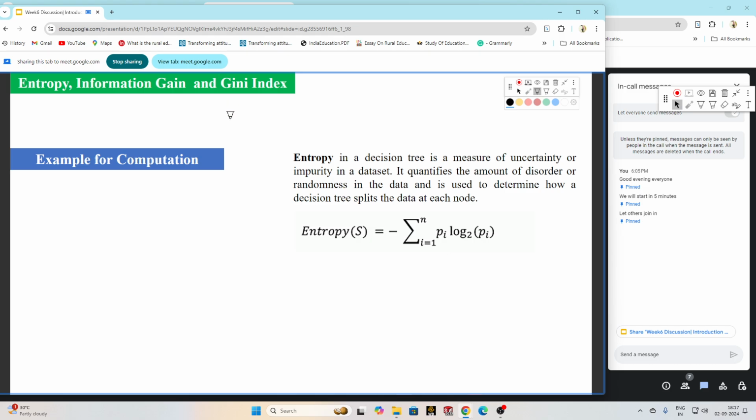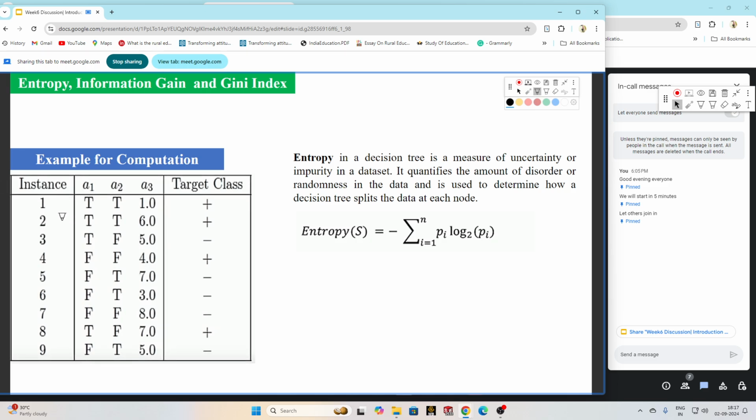Now we will do the computation with the help of a numerical example. So this is the example. Here the instances are nothing but serial numbers, so this is not exactly an input and you can neglect it. Other than that you have three attributes or inputs: a1, a2, and a3. A1 will take two values, true as well as false. A2 also the same thing, true as well as false. A3 is taking numerical values, like 1, 6, 5, 4, etc.